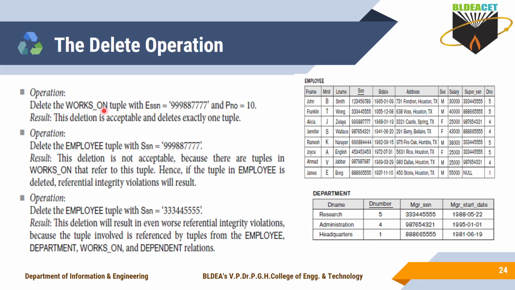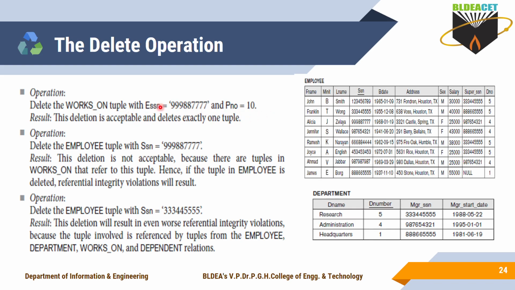So now delete the WORKS_ON tuple with ESSN equal to 999887777 and project number equal to 10. I want to delete from one table, the WORKS_ON table. Which tuple do I want to delete? The tuple with this ESSN number and project number 10.